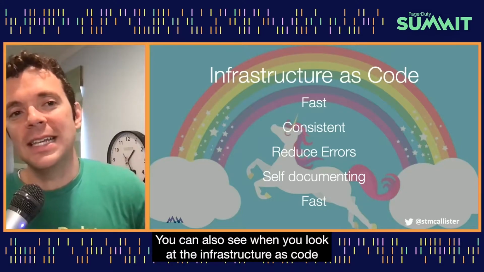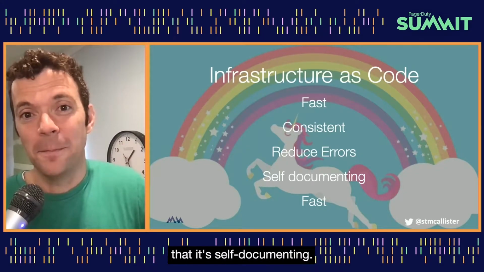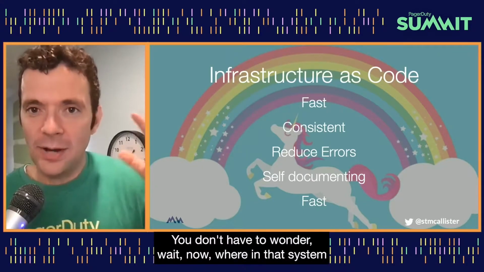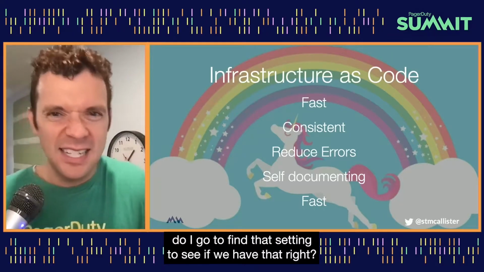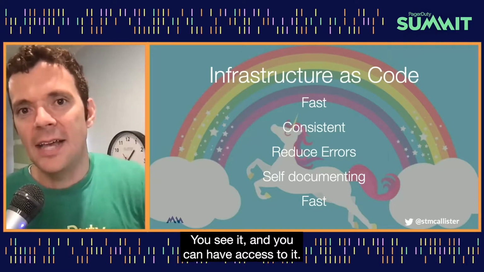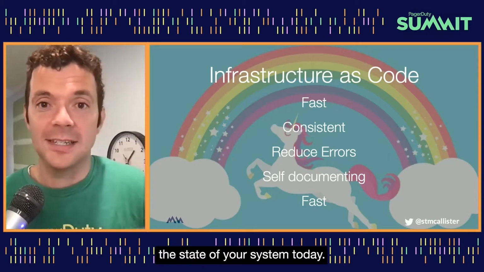You can also see when you look at the infrastructure as code that it's self-documenting. Everything is defined in one place. It's documented there. You don't have to wonder, wait, now where in that system do I go to find that setting to see if we have that right? It's all in the code there. You see it and you can have access to it. Anyone can have access to that and see the state of your system today.